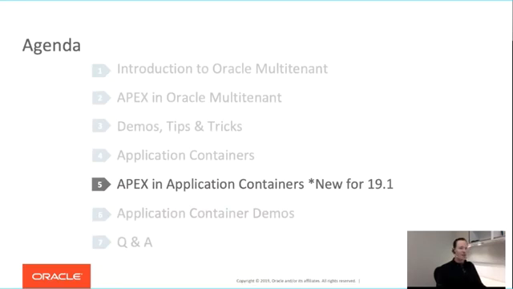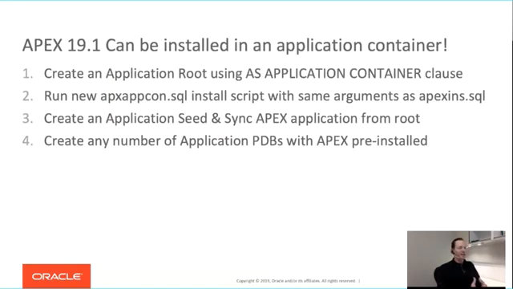So brand new for Application Express 19.1 is that it can as well be installed in an application container, and this is fully documented in the multi-tenant chapter of our installation guide. And you simply create a pluggable database as application container, and then you run this new installer script, which takes the same arguments as apex.sql. It's called apxappcon.sql in that application container. Then once you've done that, you can create an application seed and sync the Apex application from the root. And then you can create any number of application PDBs with Apex pre-installed from that seed.